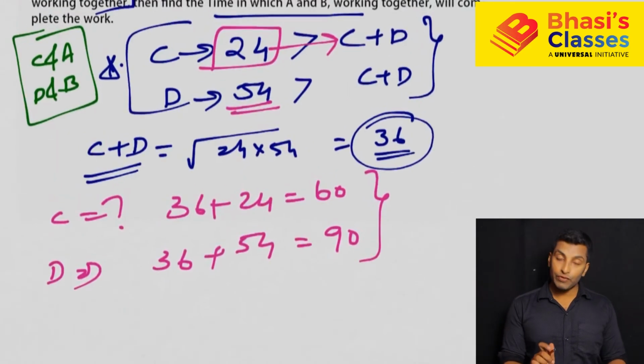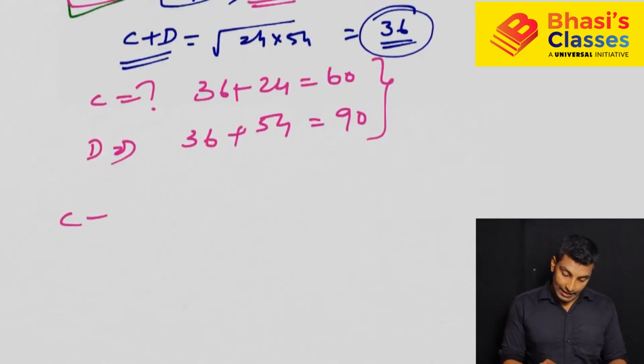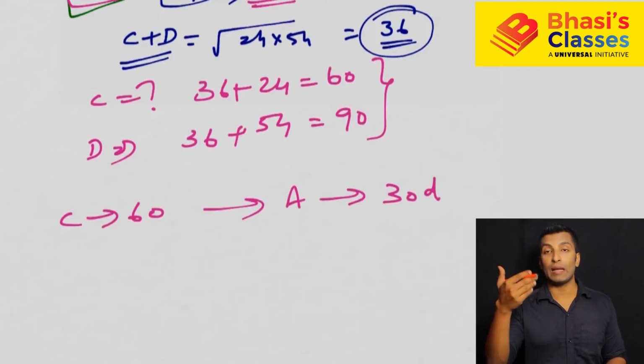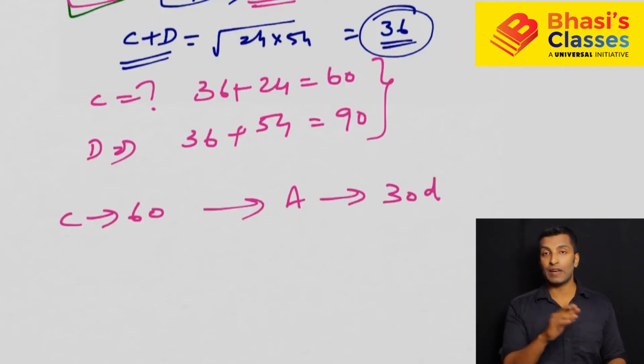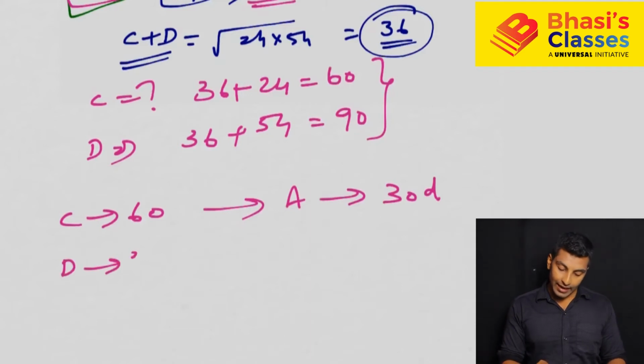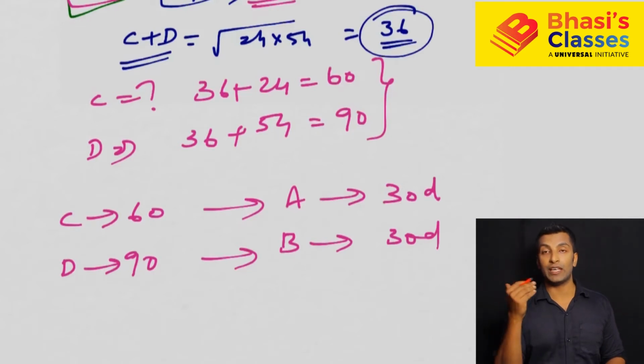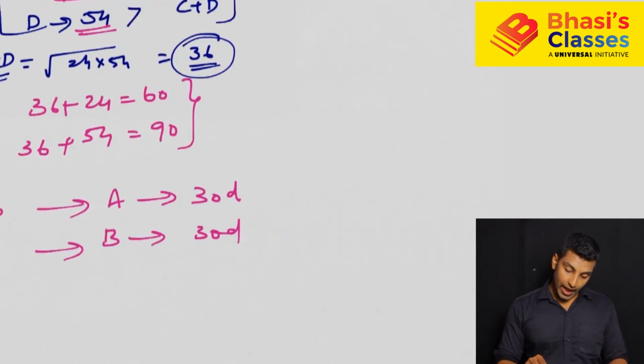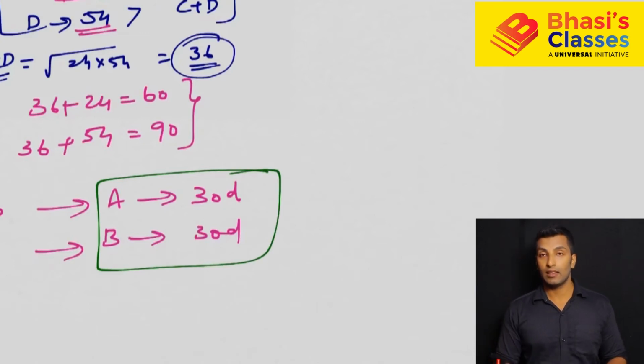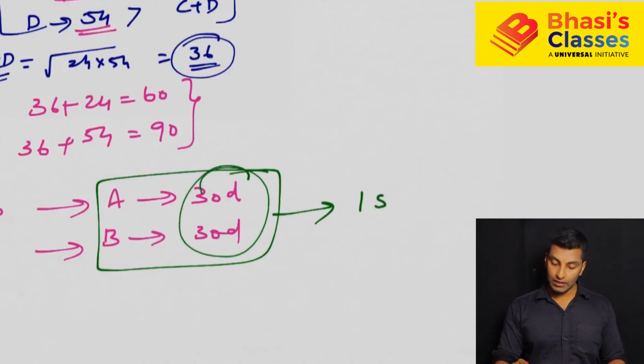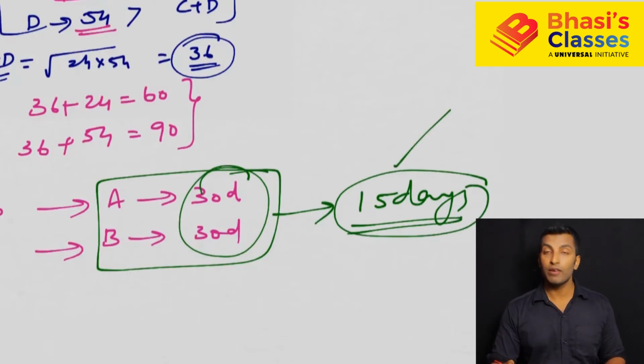Okay. Now what else we can do is we know the relation between C and A. So we know C will take 60 days, so A will take 30 days. Why? A is 2 times efficient, or C works half as fast as A, right? Similarly, D takes 90 days, so we know B will take 30 days because B is 3 times as efficient as D. So now we understood, A takes 30 days, B takes 30 days. If both of them work together, this number of days will be reduced to half. That means 15 days. So the work will be completed by A and B working together in 15 days.